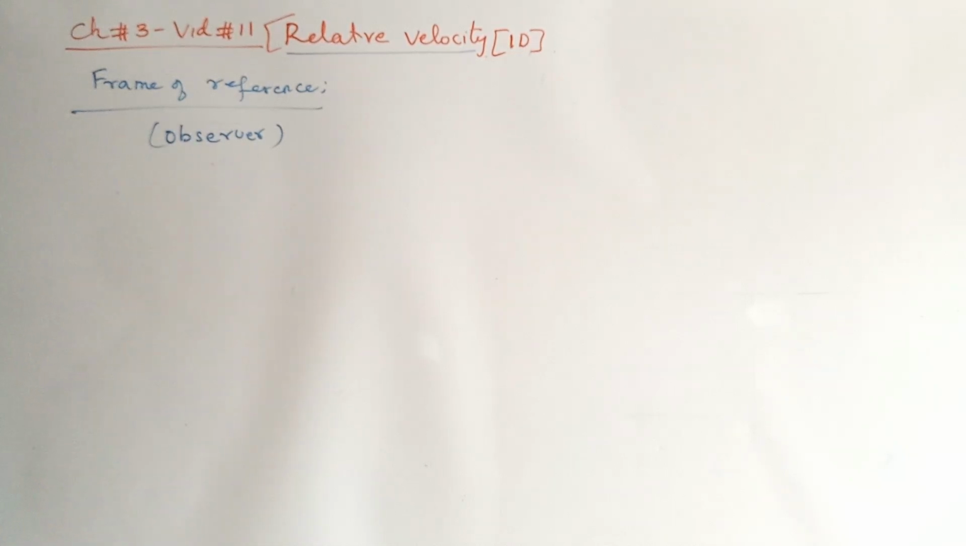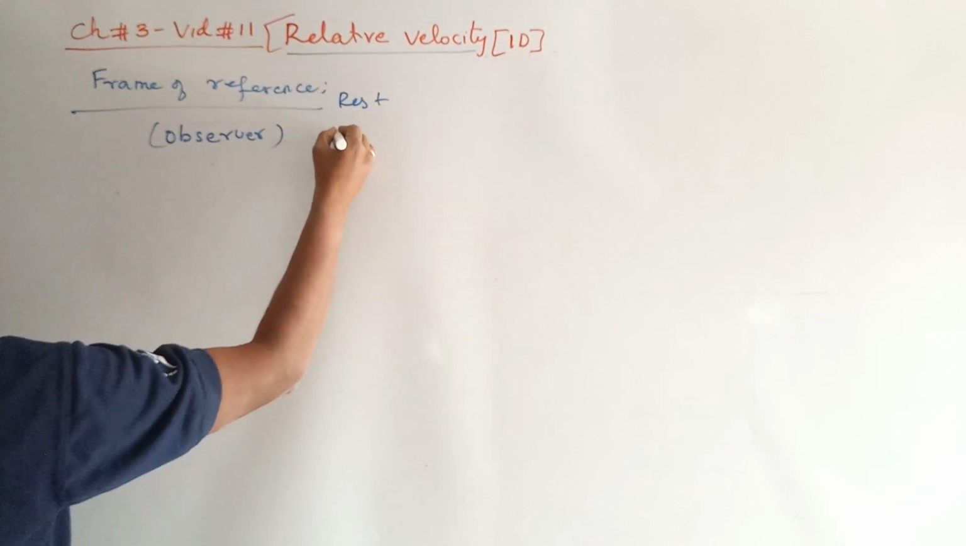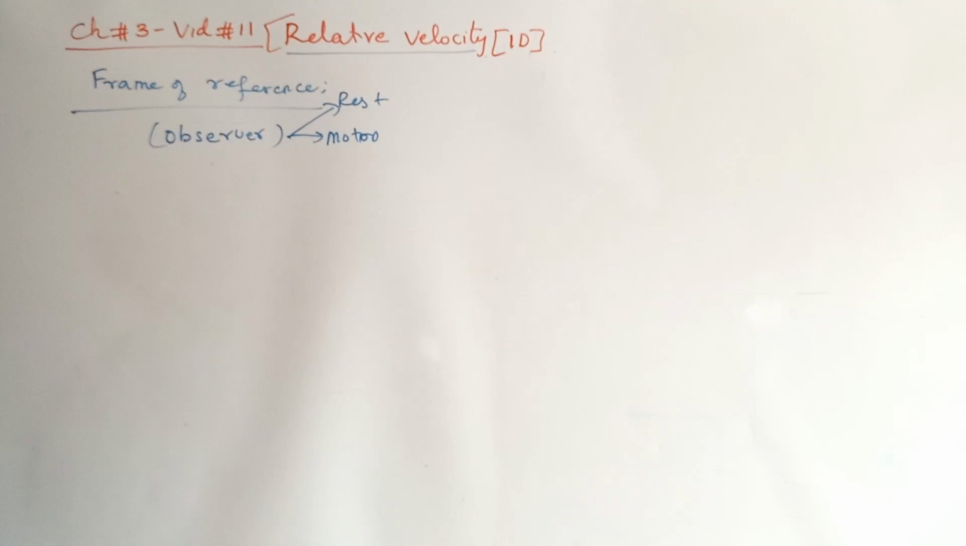This frame of reference can be at rest or can be in motion. What does it mean? The observer can watch a thing either by placing himself in rest position or he can watch that by also making himself in motion. Accordingly, moving observer or rest observer. Moving observer corresponds to moving frame of reference. Rest observer corresponds to rest frame of reference.